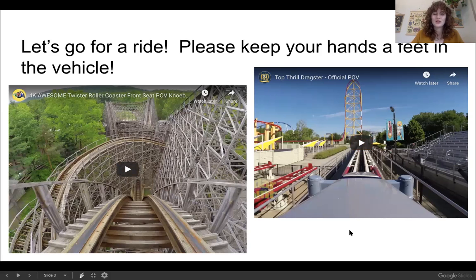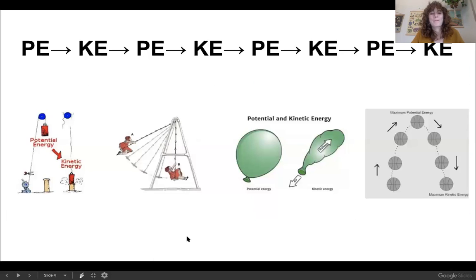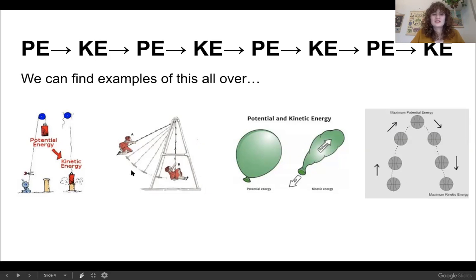If you've never ridden it or would never even want to, I encourage you to watch this video. It's pretty short. All right, now that you've watched a few videos of roller coasters, let's talk about potential and kinetic energy. Potential and kinetic energy go back and forth and back and forth in many, many examples in the world. Here are just a few examples. Let's say we have a weight attached to a pulley. If the string is cut, the weight falls to the ground. That is one example of transforming potential energy from being high above the ground into kinetic energy when that weight moves and eventually hits the ground and stops.